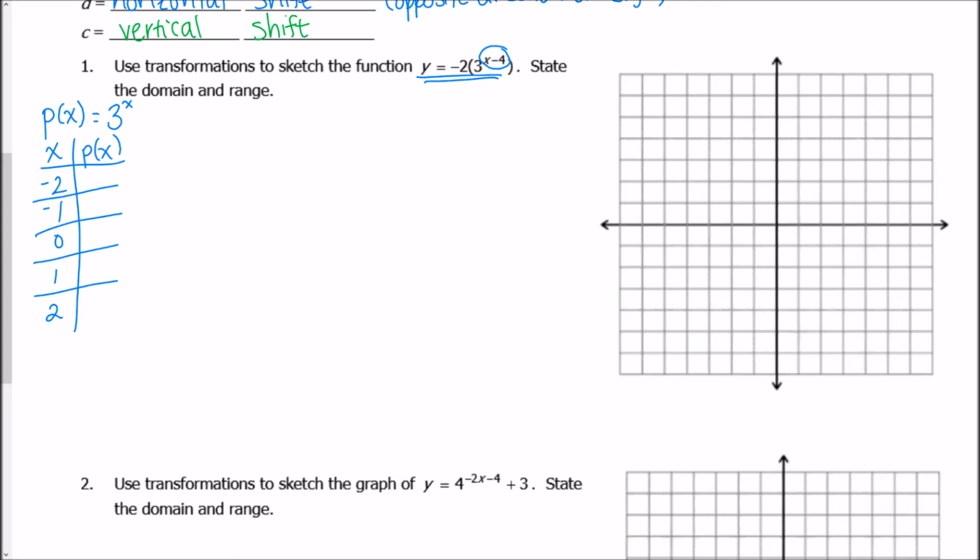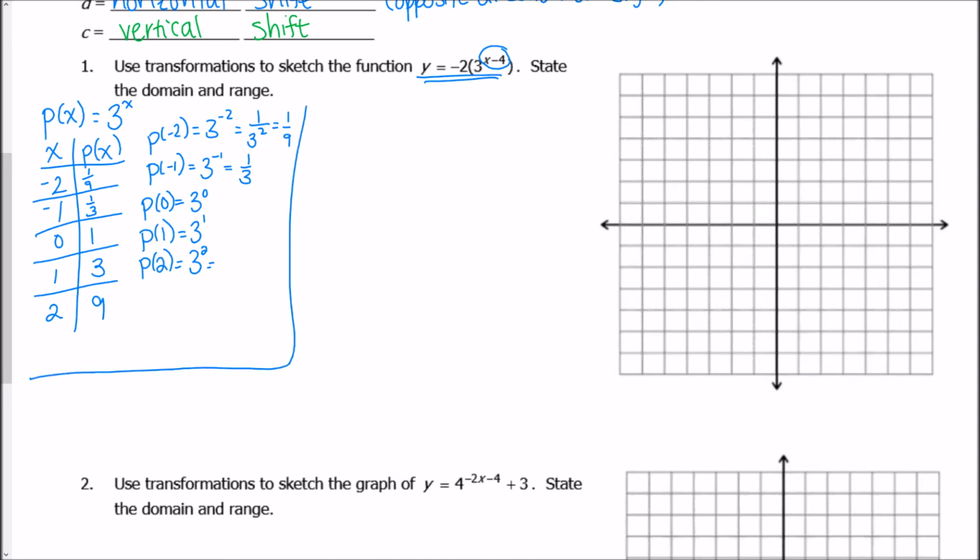So if you guys remember, to figure out p of -2, it means I'm going to raise 3 to the power of -2, or in other words, 1 over 3 squared, which is 1/9. Okay, p of -1 means 3 to the power of -1, so I'm going to do 1 over 3 to the power of 1, which is just 1/3. Okay, p of 0 means 3 to the power of 0, and anything raised to the power of 0 is always 1. P of 1 means 3 to the power of 1, which is just 3. And then p of 2 means 3 to the power of 2, which is 9. Okay? So I've established what my parent function is.